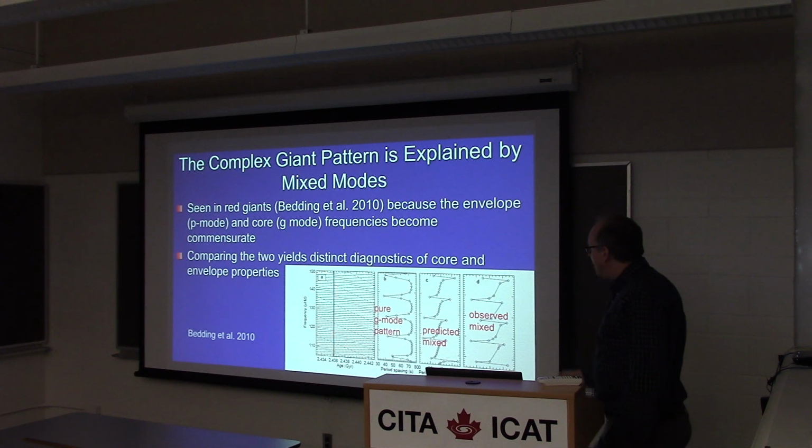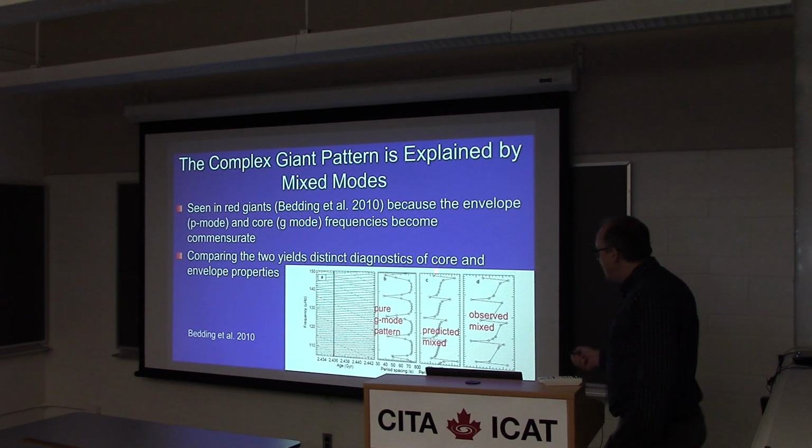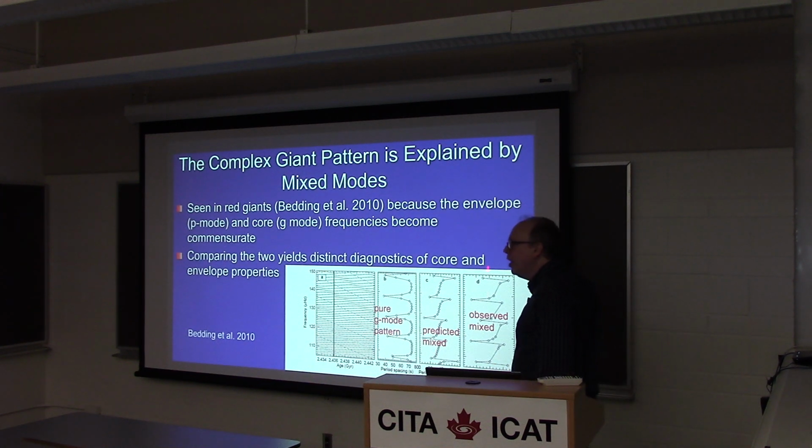This is basically a snapshot in time. This is a pure G mode pattern. This is the predicted mixed mode pattern that you should see, and this is the real observed pattern that you see in a red giant branch star, which shows these patterns.